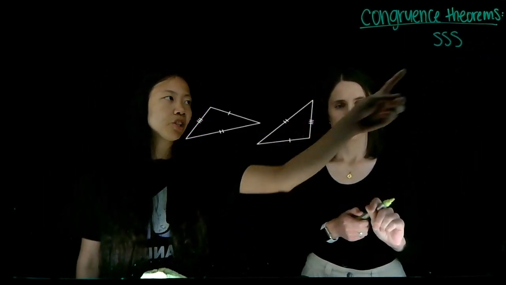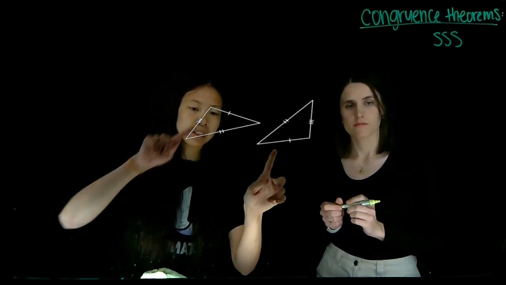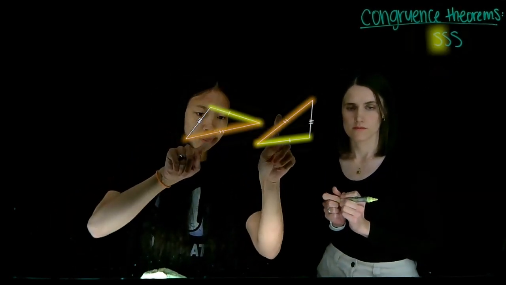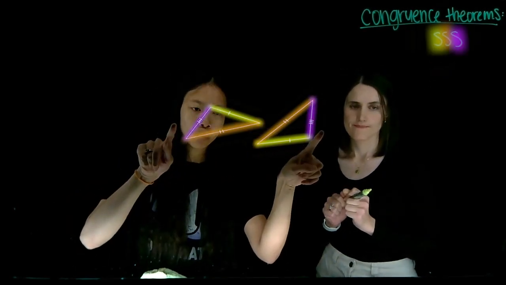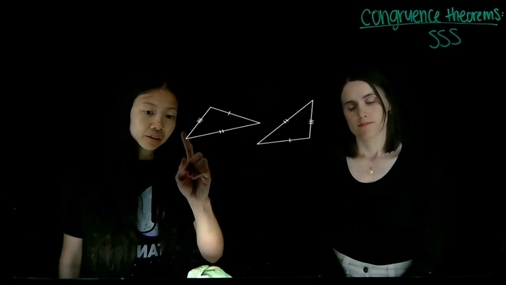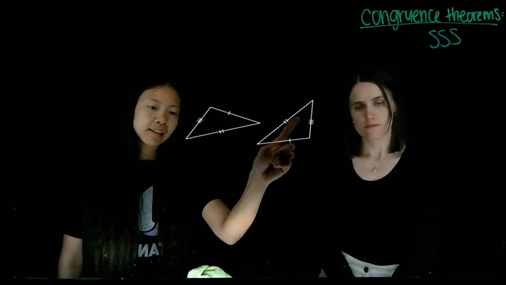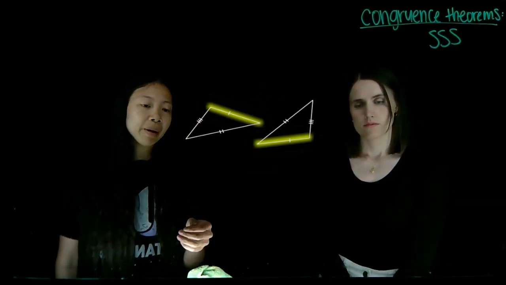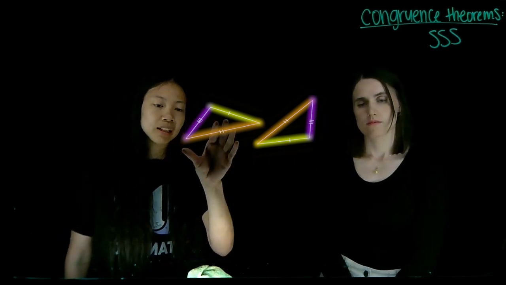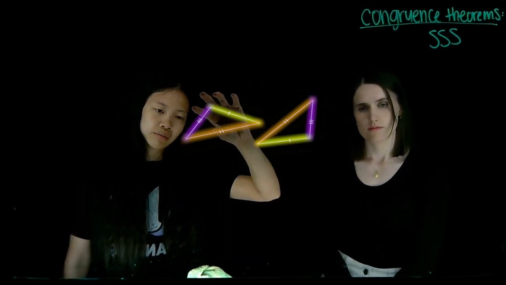And remember, each letter stands for a pair. So this is a pair of sides, that's one S. This is a pair of sides, one S, and this is a pair of sides, one S. So I don't need to check the angles or anything like that because I have enough information here. Three pairs of congruent sides is enough to prove that these triangles are congruent, even though it's rotated.